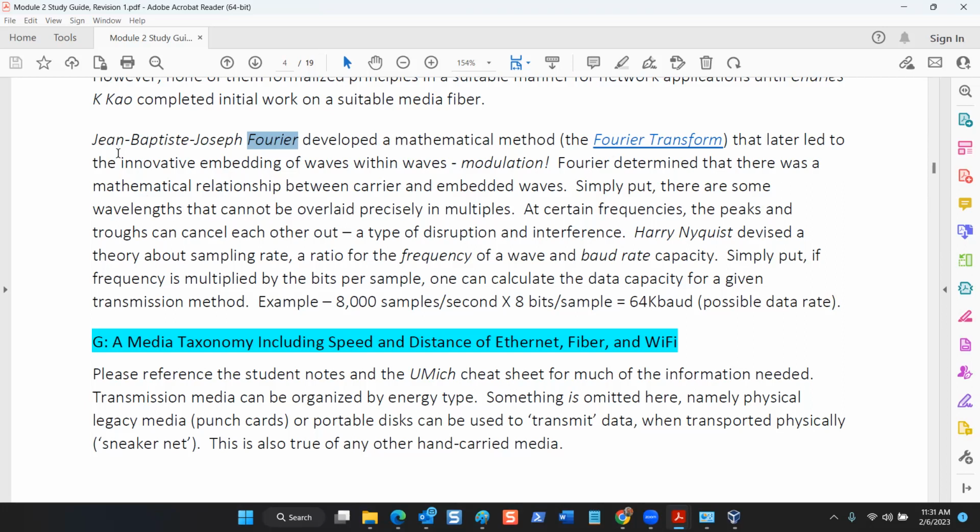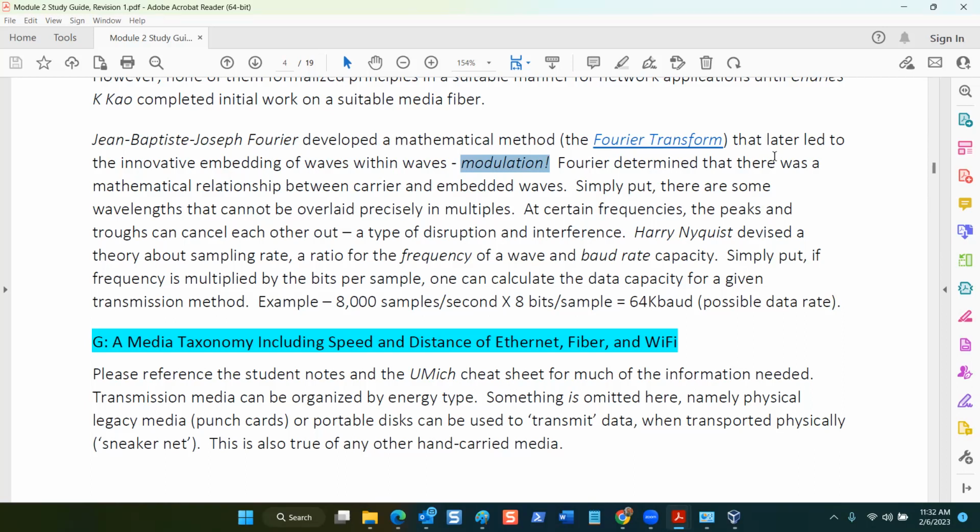But before that point, Jean-Baptiste Joseph Fourier developed the mathematical method called the Fourier transform that later led to the innovative embedding of waves within waves. What are we saying? If you have radio waves, you can embed data on top of that wave by putting a wave on top of a wave. It's called modulation. And this is a concept that we'll refer to in greater depth at a later time.